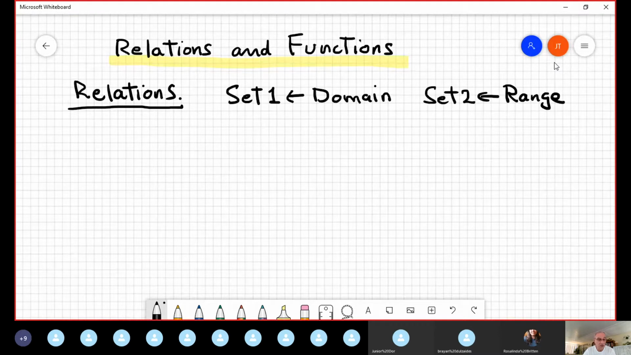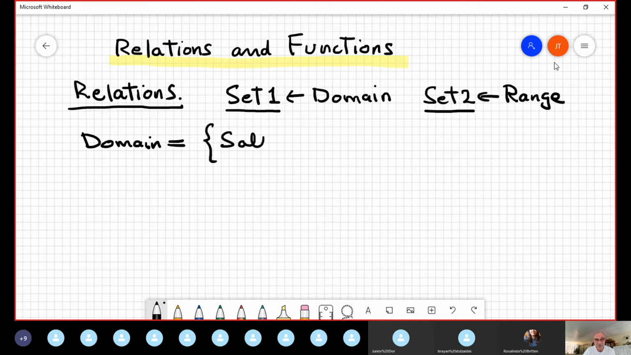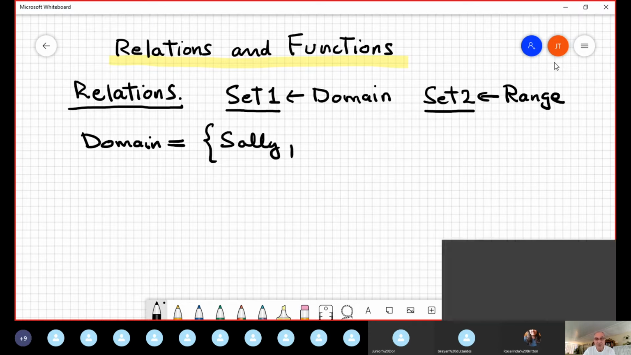Association means that you select elements, items inside the set. Remember, a set is just a collection of objects. Maybe numbers, maybe letters, maybe people, maybe students, objects in general. For example, to understand this, suppose the domain is the set formed by students, hypothetical students. Sally. Normally in a set, it doesn't matter the order.